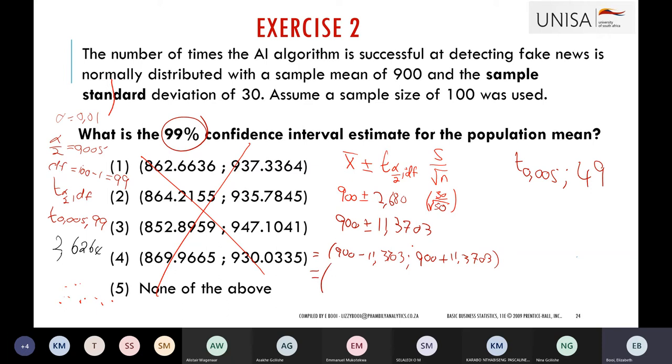So 900 minus 11 point, we get 888.63. I'm just going to keep two decimals. And on the other side, where we have 900 plus, we have 911.37. So now remember, we're talking about the n now, okay? Because now you still have the answer for this one. It was 907. What was the confidence level for the original one?